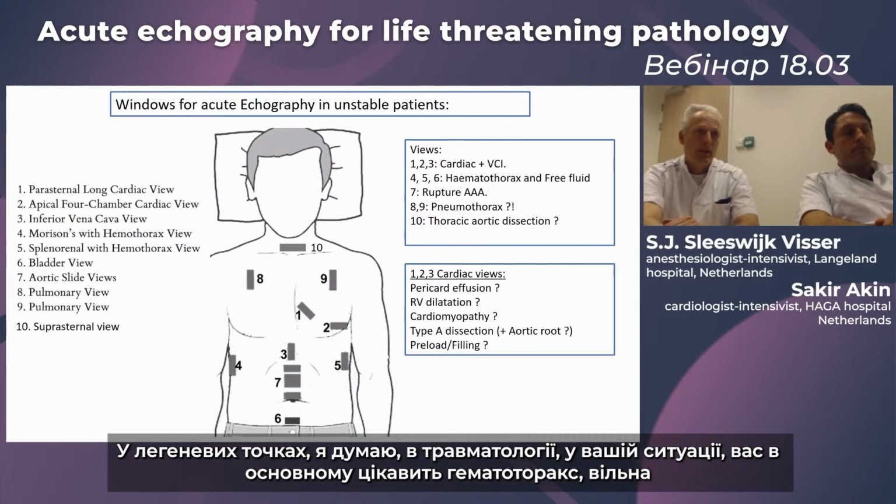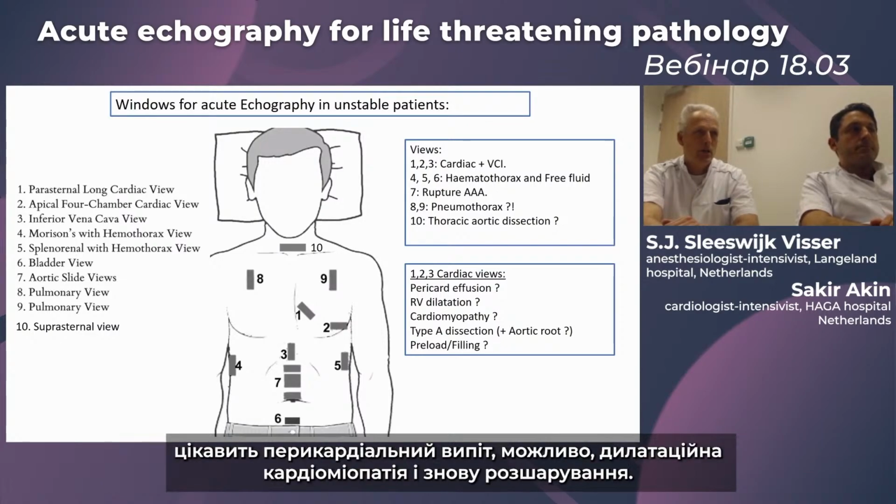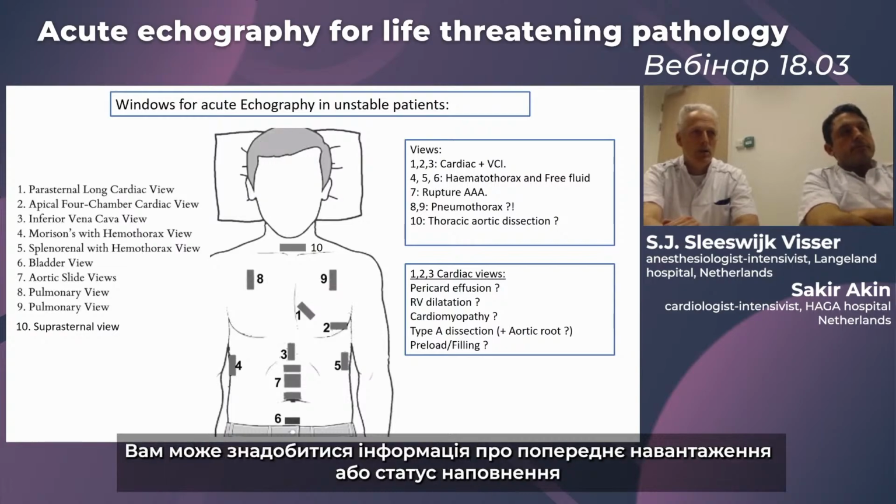On the pulmonary windows, I think in traumatology, in your situation, you are mainly interested in hemothorax, free fluid, ruptured aorta, pneumothorax, or dissections. For the cardiac windows, mainly you are interested in pericardial effusion, maybe RV dilatation, cardiomyopathy, and again the dissection, and you might want information about the preload or the filling status.